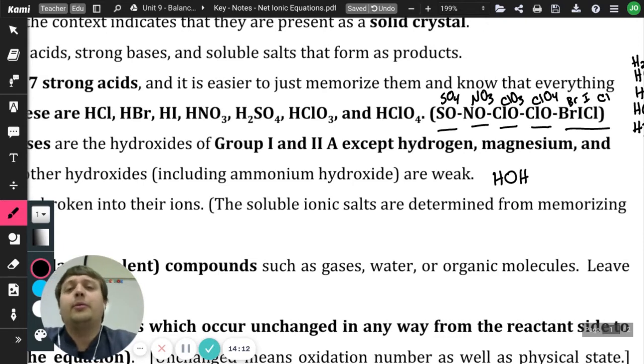So this is how I've always remembered my strong acids versus my strong bases. First off, acids start with hydrogen, bases end with hydroxide. For my acids, I remember "so, no, clo, brickle." For my bases, I remember everything in group 1 except for the first one, and everything in group 2 except for the first two. Everything in group 1 with the exception of hydrogen would be lithium, sodium, potassium, rubidium, cesium, and francium. And then for group 2, everything except for beryllium and magnesium.